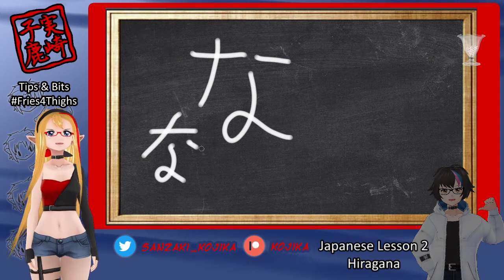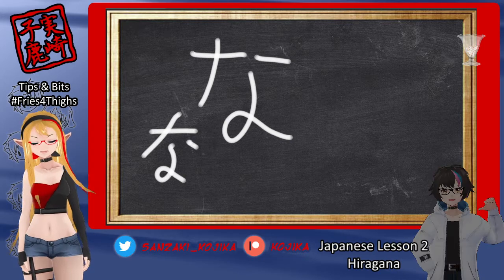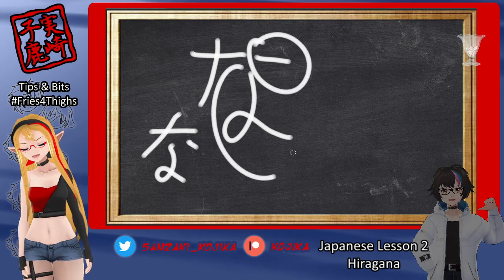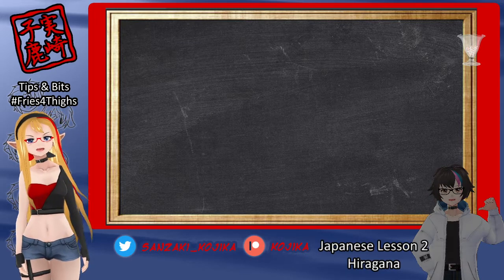Oh, sir, you just did the stroke order wrong. Did I do it wrong? Give me a second. Let me see. This part comes before this part. Oh my god, I'm sorry. Guys, don't listen to him. See, this is why he's a kohai.